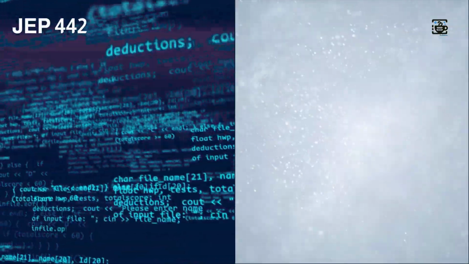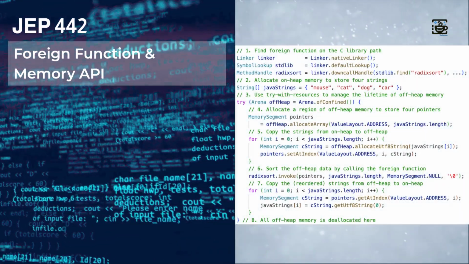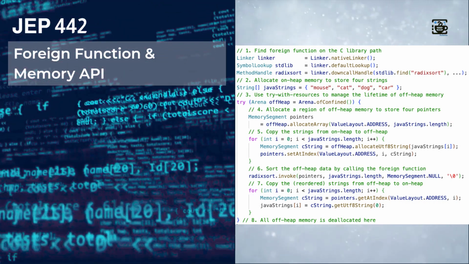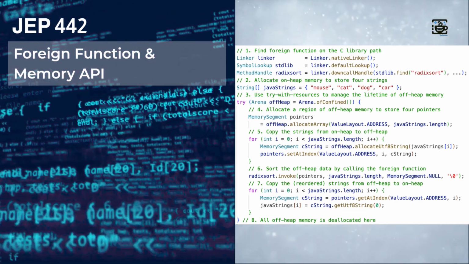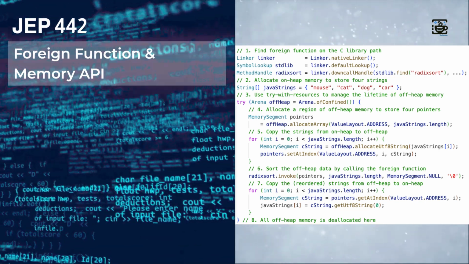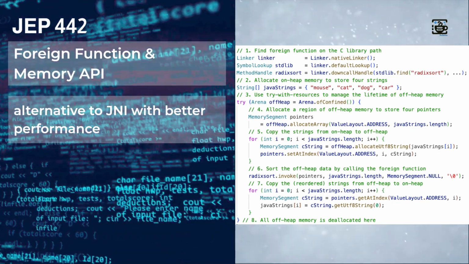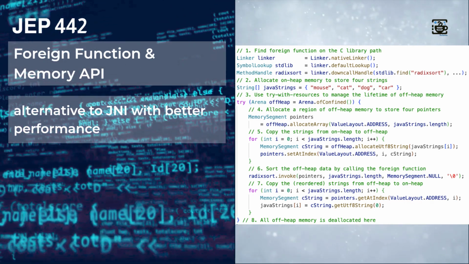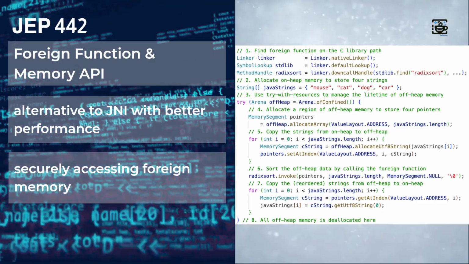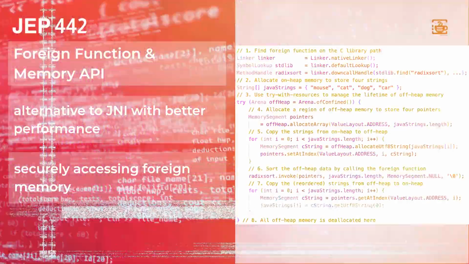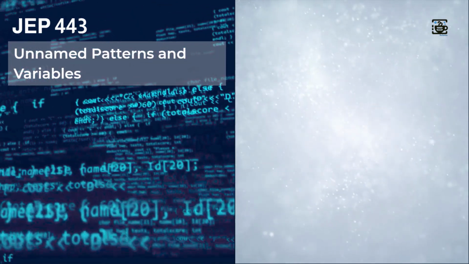The third preview of the Foreign Function and Memory API comes with JEP 442. This API is all about interoperability, providing a pure Java way to interact with code and data outside the Java runtime. The API allows Java programs to call native libraries and process native data without the fragility and risks of JNI by efficiently invoking foreign functions, for example, code outside the JVM, and securely accessing foreign memory not managed by the JVM.